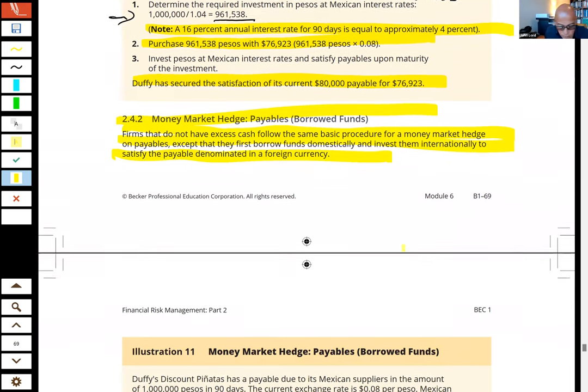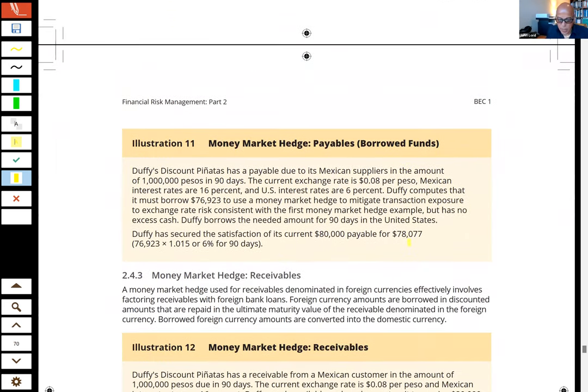So now we look at Duffy Discount Piñata, same setup, except now we're going to have to borrow funds. 1,000,000 pesos due in 90 days. Exchange rate is 8 cents per peso. Interest rates are 16%. The US interest rates are 6%, because we have to borrow the money, so we need to know what the US rates are. Duffy computes that it must borrow 76,923 to use a money market hedge to mitigate the transaction exposure to exchange rate risk, from the previous example.